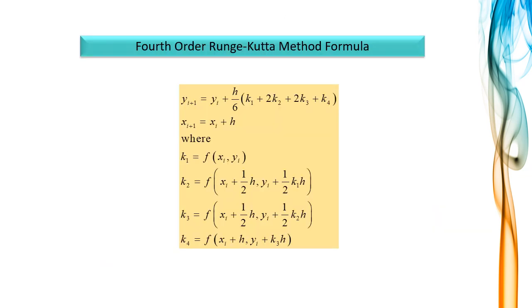So, here is the formula for the fourth order Runge-Kutta method. We have x_{i+1} = x_i + h, and y_{i+1} = y_i + (h/6)(k1 + 2k2 + 2k3 + k4). So how to find the value for each k? This is the formula: k1 = f(x_i, y_i), k2 = f(x_i + h/2, y_i + k1h/2), k3 = f(x_i + h/2, y_i + k2h/2), and k4 = f(x_i + h, y_i + k3h).